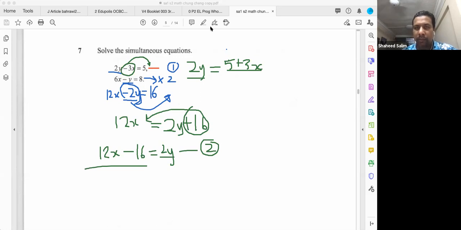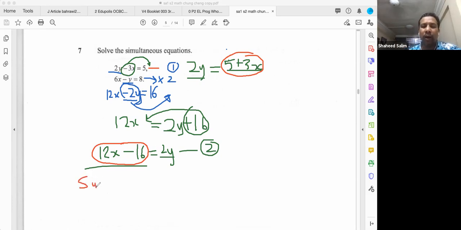That means that this thing now and this thing must be equal, because both are equal to 2y. So these two must be the same. So now I put down here, this is what I put.